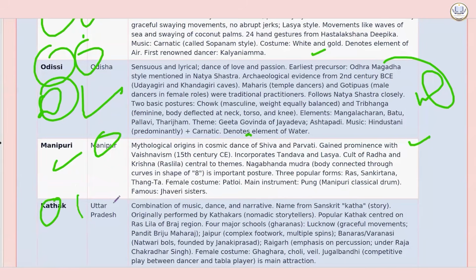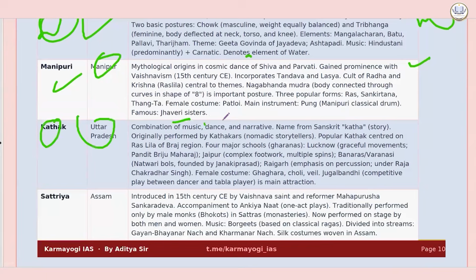Then we have Kathak, from Uttar Pradesh, a combination of music, dance, and narrative, named from the Sanskrit Katha, originally performed by Kathakars, nomadic storytellers, and popularly centered on Rasleela of Braj. Four major schools, Gharanas, are there: Lucknow, with graceful movements, Pandit Birju Maharaj being very, very famous; Jaipur, with complex footwork and multiple spins; Banaras, Varanasi, Natwari bols, founded by Janki Prasad; and Raigarh, with emphasis on percussion under Raja Chakradhar Singh.